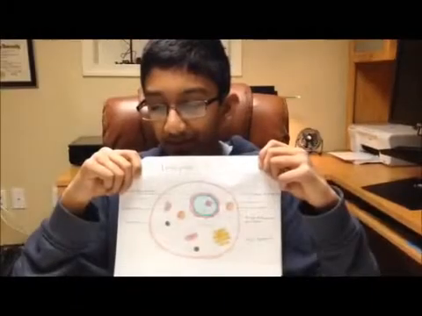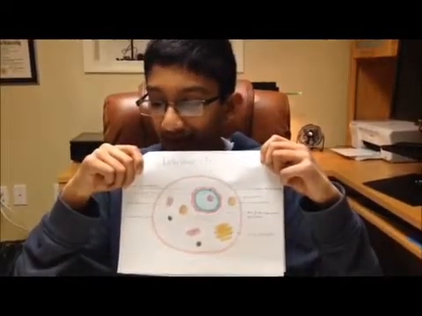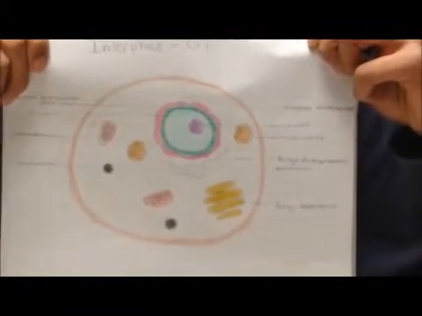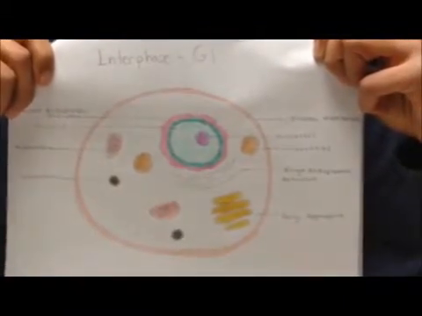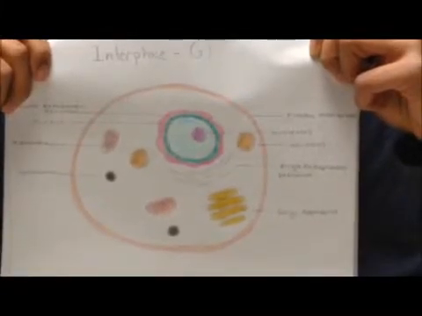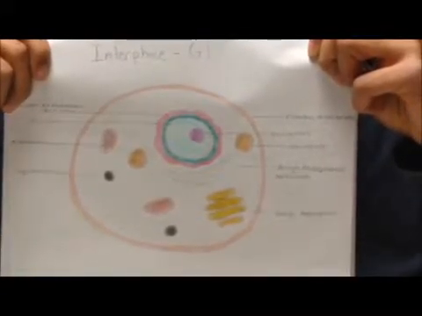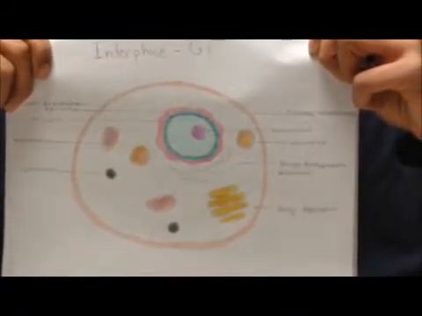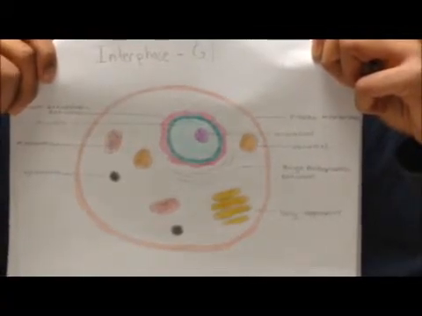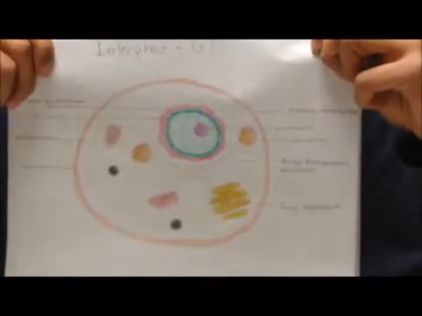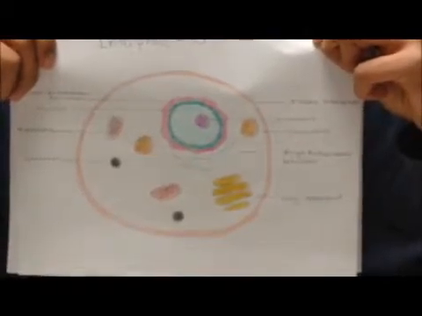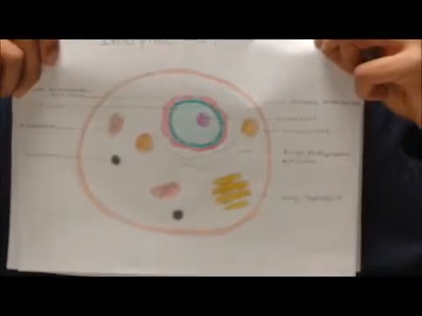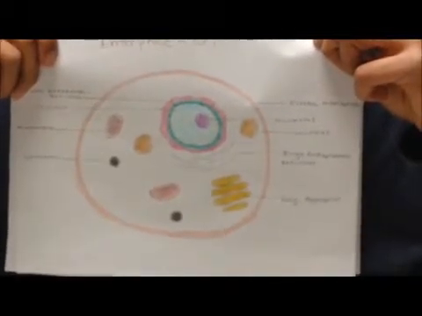The first step of the life cycle is interphase, and it's the longest stage of the cell life cycle, taking up about 90% of it. Interphase is made up of three phases. The first one is G1, in which the cell grows and grows necessary organelles such as the mitochondria, the endoplasmic reticulum, the Golgi apparatus, and other organelles. When the cell senses that it is ready and the environment is suitable, it moves on to the next phase.